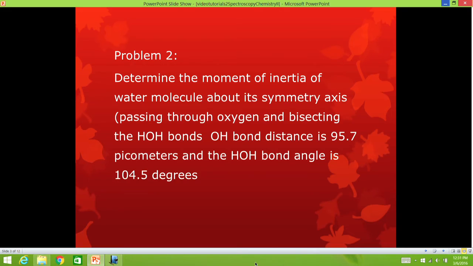This is an interesting, elementary problem on the determination of the moment of inertia of the water molecule about its symmetry axis. The symmetry axis of course passes through oxygen and it bisects the HOH bonds. So, the OH bond distance is given to you as 95.7 picometers, and the HOH bond angle is also given as 104.5 degrees.